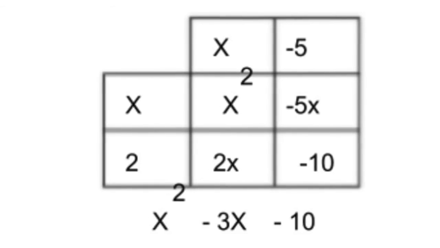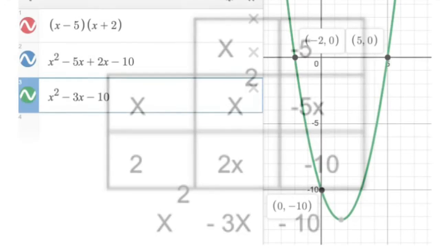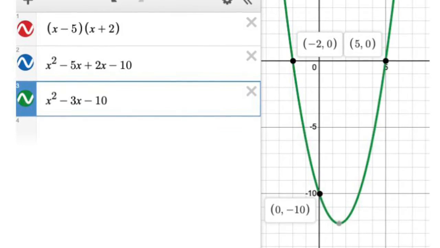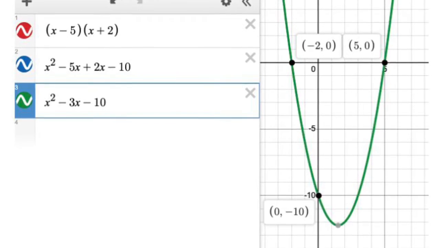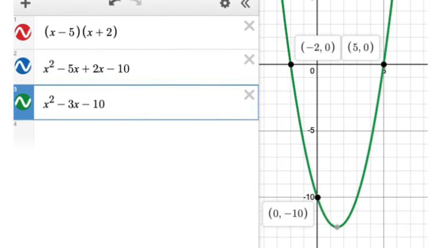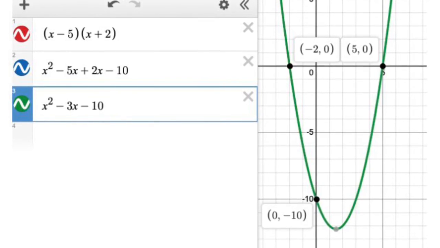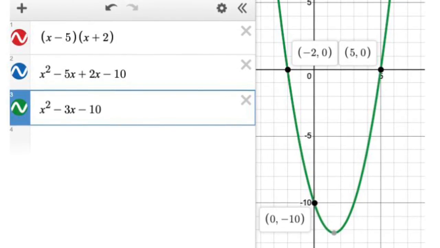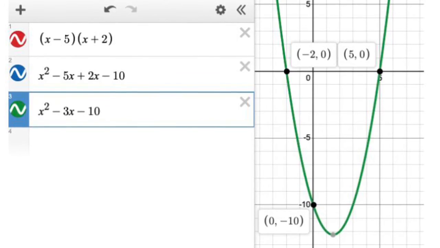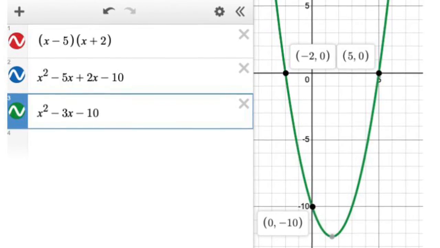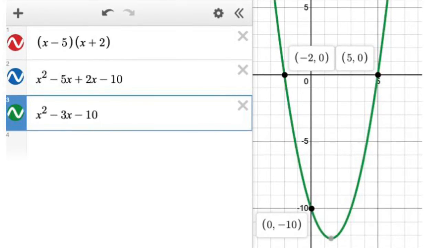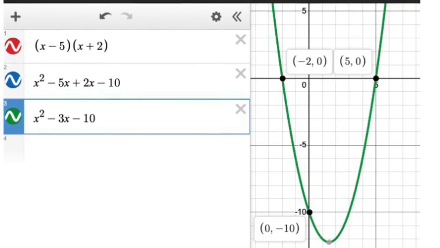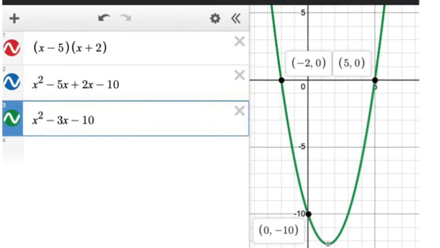Anytime you want to check to make sure that you've got the right answer, you can use Desmos. You see the factored form, x minus 5 times x plus 2. We see our answer that was in the middle, x squared minus 5x plus 2x minus 10. And we see the x squared minus 3x minus 10. We have 3 different equations, but only one graph. That's because all of those equations made the same graph, which means we used the chart method appropriately. And when you look at all of those equations, they all give you the same y-intercept.